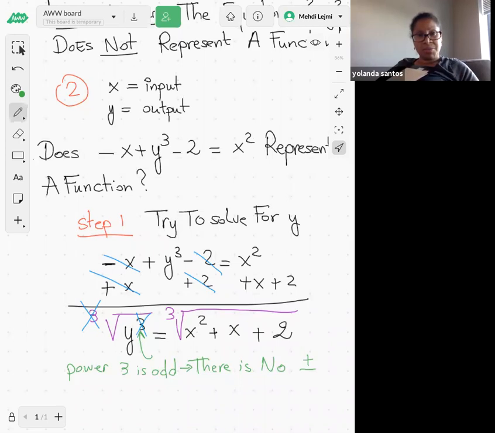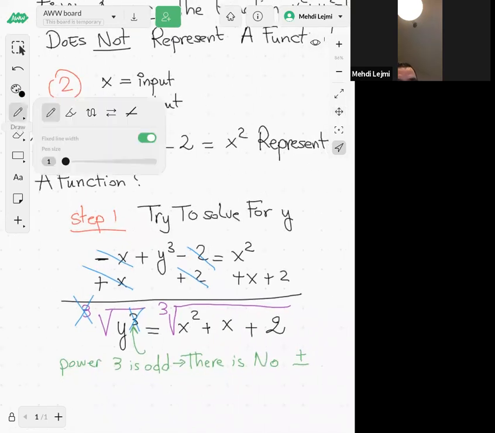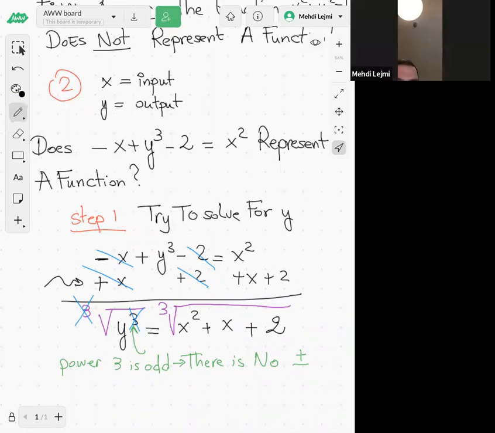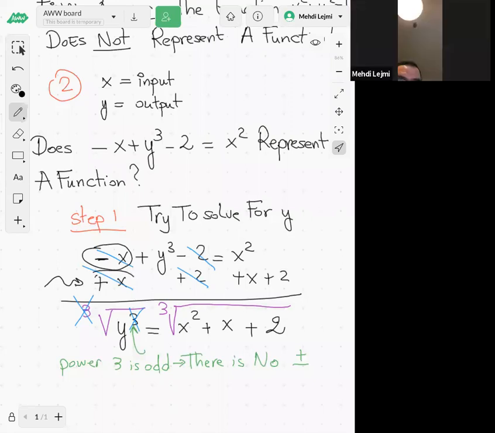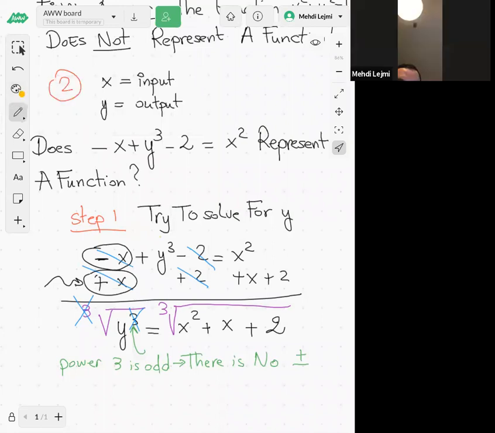Yeah, I got lost, Professor. After the second transaction down here, the plus x, yes, this plus x, plus 2. Yeah, it's because you see there's a minus x and they cancel out. Yes, they cancel out because I need to solve for y, so I need to get rid of everything else, this minus x and this minus 2.